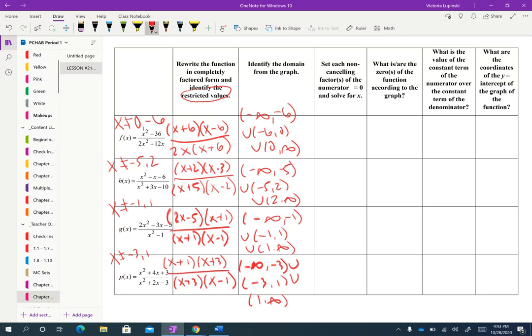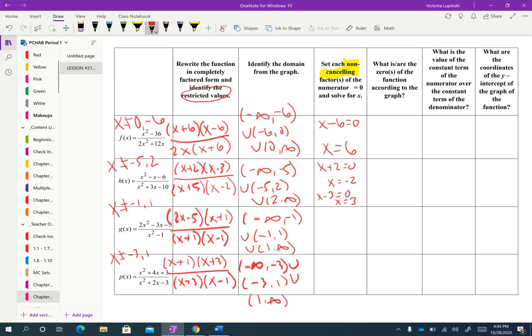In the next box, it's asking you to set each of the non-canceling factors of the numerator equal to 0. So non-canceling factors means that there can't be a common factor in the denominator because that means something different. So here in the first one, the non-canceling factor is x minus 6, which of course then if you solve, you're going to get 6. In number 2, you have 2 non-canceling factors. So if you solve the first one, you're going to get -2. If you solve the second one, you're going to get 3.